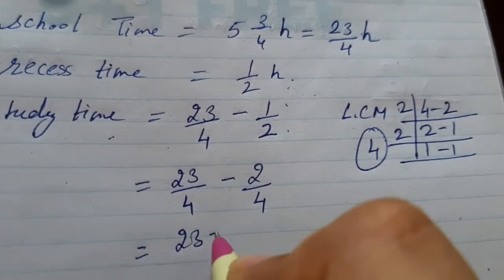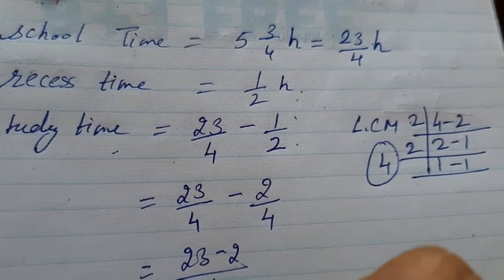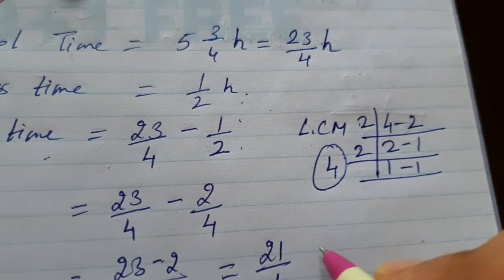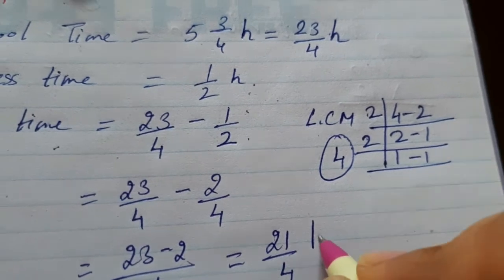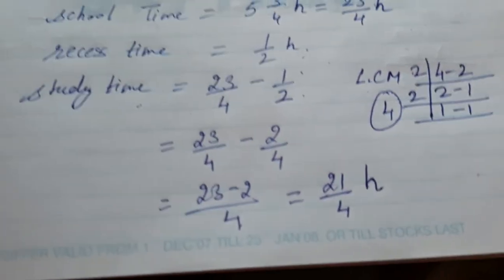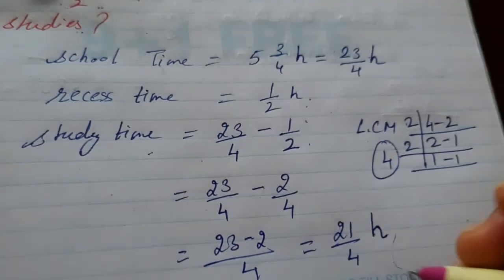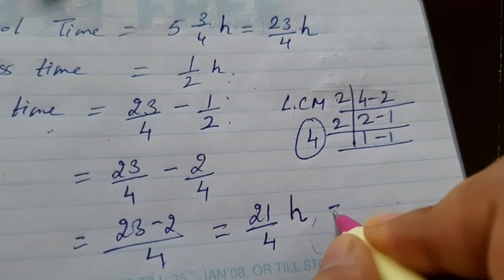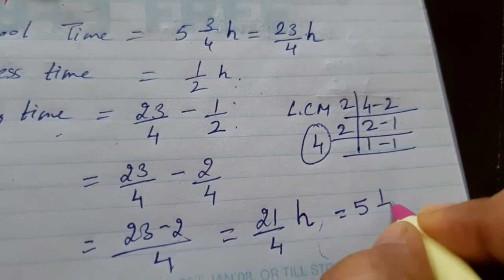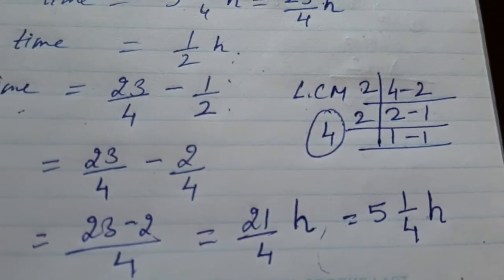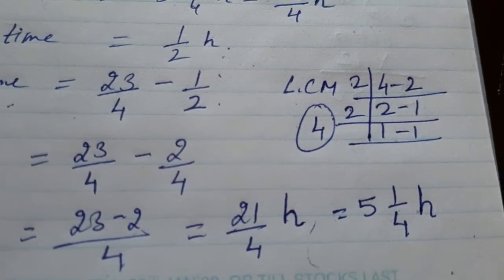So we will subtract 23 minus 2 by 4. 23 minus 2, it comes out to be 21 by 4 hours. So this is the study time of school, 21 by 4 hours. Or we can change it into a mixed fraction, 5 and 1 by 4 hours. Is it clear? I hope you understand.